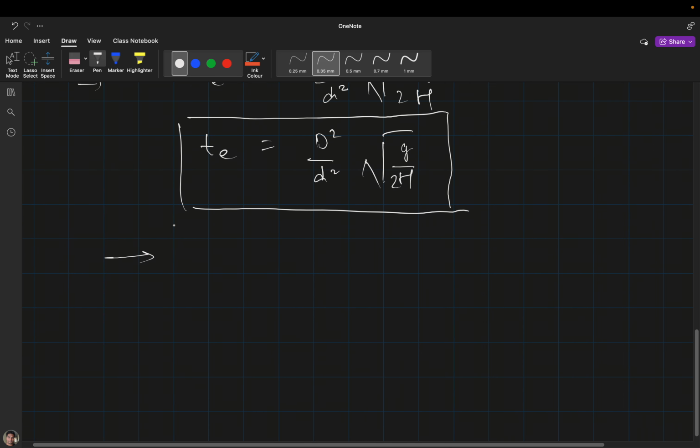Don't worry. Now let's move to the reduction to the variable separable form.